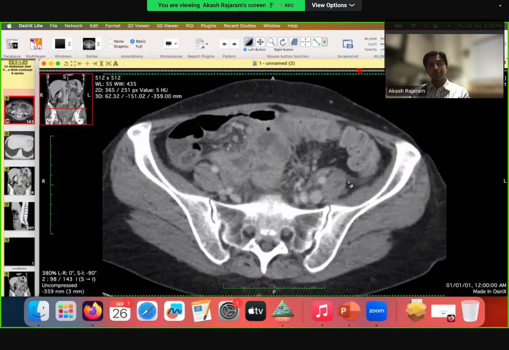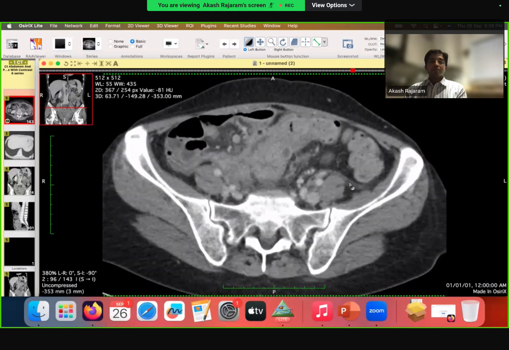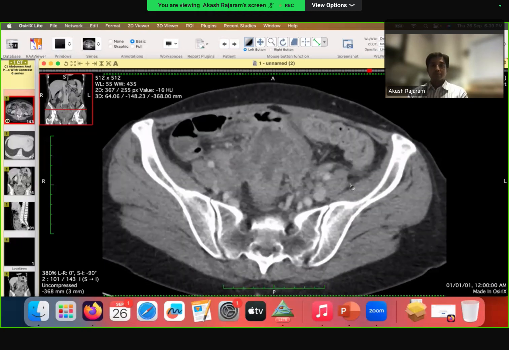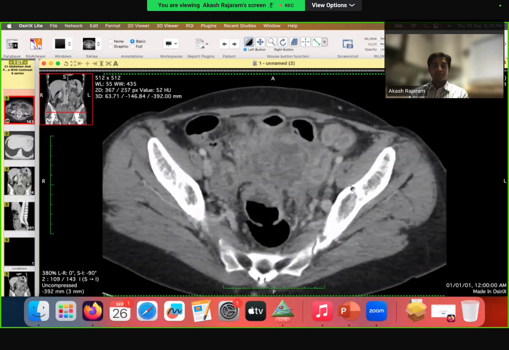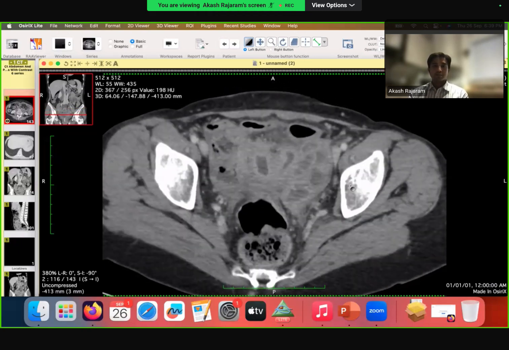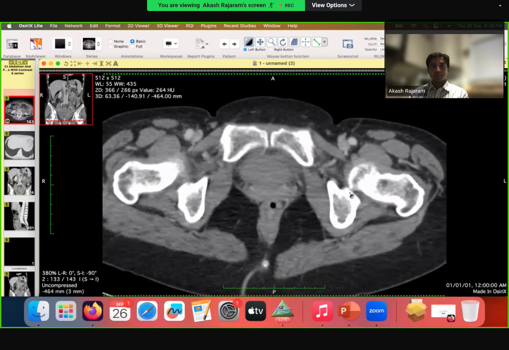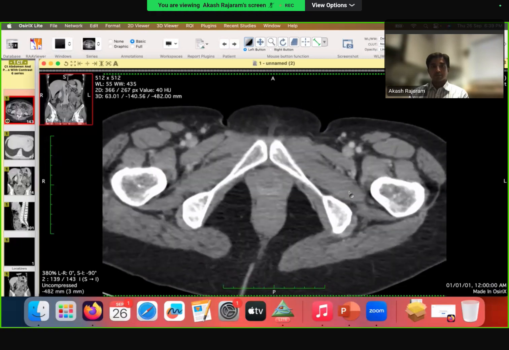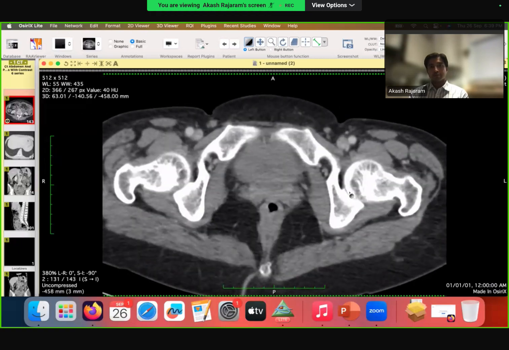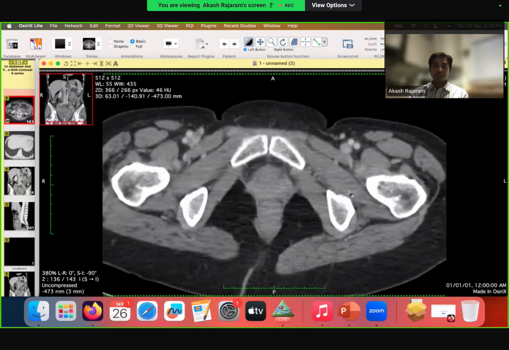So there is more concentric thickening of the sigmoid, with also thickening of multiple small bowel loops and thick enhancing fluid collection in the pelvis with enhancing wall, with involvement of the urinary bladder as well. But there are no intravesical air locules.